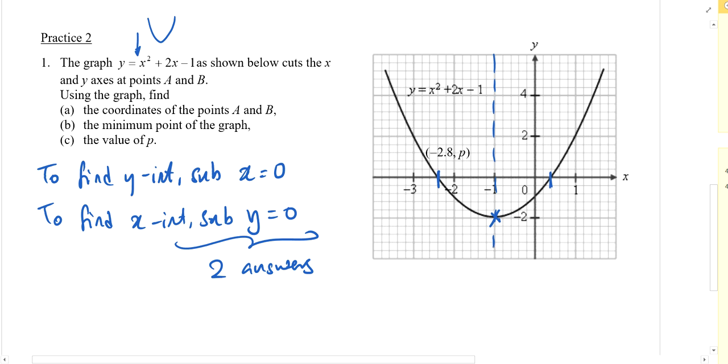We are going to take the average of the two x-intercepts to get the x-coordinate of the minimum point. So suppose it is x1. We're going to substitute this into the equation to get the value of y, and that will be the minimum point. Then finally, to find the value of p, we are going to substitute x equals negative 2.8 into these parts, and we get the y coordinate.